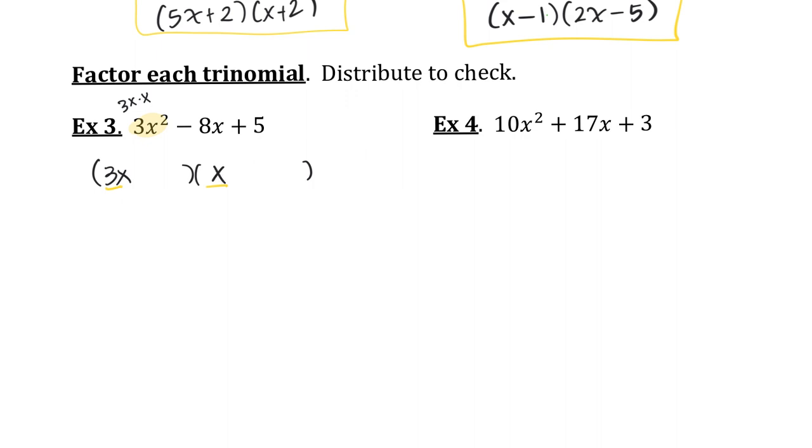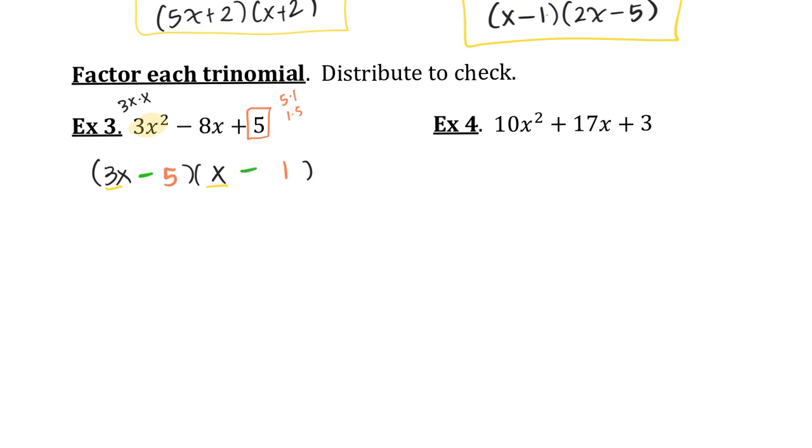Now let me look at the last number, just like we did on the box. I see a 5. What do I times to get 5? Well, just 5 times 1 or 1 times 5? I don't know which one goes in which place, so I'm just going to guess. Let's try 5, 1. Now the middle term is a negative 8x. This is a positive. So it must be that this is a negative, because it adds up to negative 8, but it has to times to positive 5.